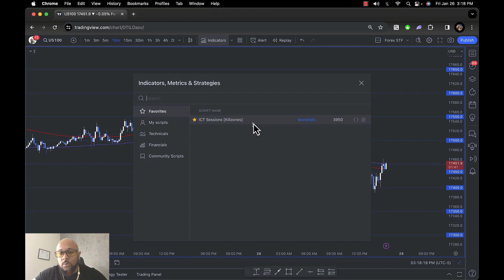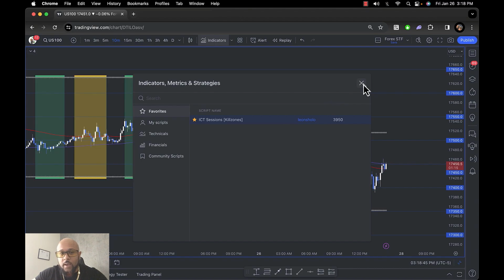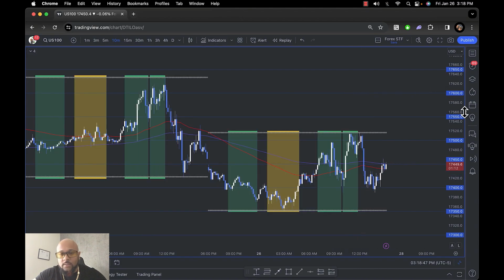So this is one of the ones that I like, specifically when I'm back testing. It is created by Leon's Holo. Not sure how you pronounce that. But if you see an ICT Sessions Kill Zone, once you type it here under indicators and search for that name, Leon's Holo or Leon Sholo, whatever that is, click on it. It will load on your chart and then it will look something like this.